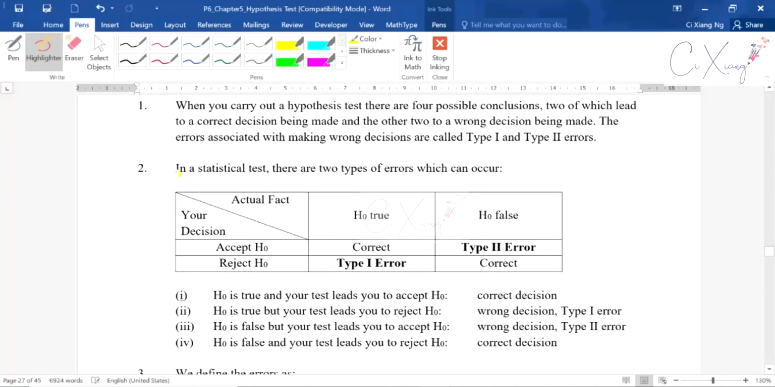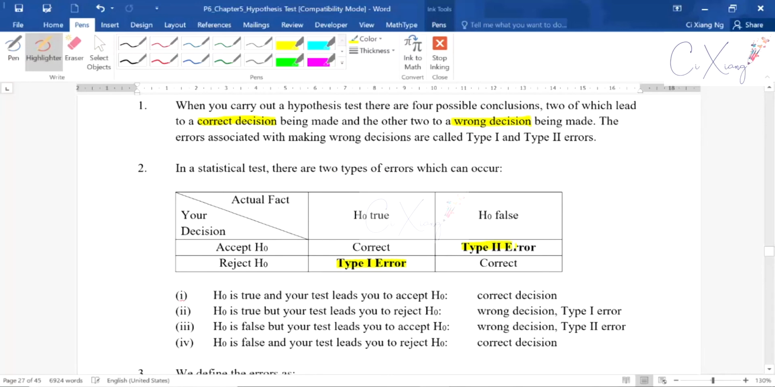When you carry out a hypothesis test, there are four possible conclusions, two of which lead to a correct decision, and another two will lead to the wrong decision. The errors associated with the wrong decision making, we call type 1 and type 2 errors. So in a test, there are two types of error which can occur: type 1 error and type 2 error.